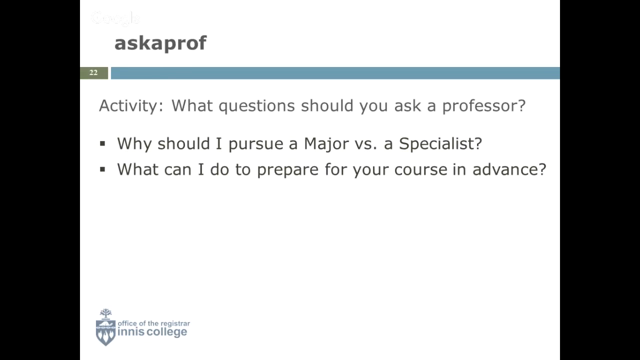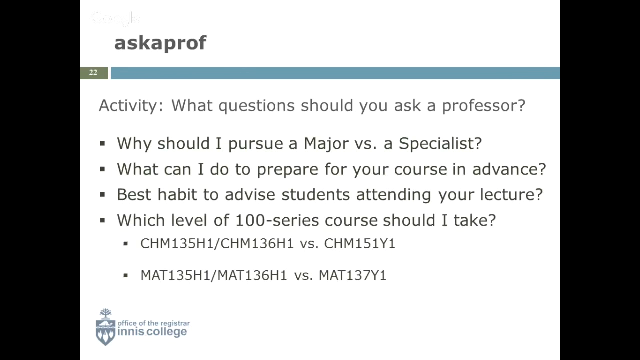What can I do to prepare for courses in advance, right? I've just heard from Denise how difficult chemistry is. What can I do to prepare for this course so that I am okay when I take it? What levels of courses should I take? Should I take the Chem 135 and Chem 136, or should I go for the Chem 151, even though Denise told me not to? Should I do the Math 135 and Math 136, which is more practical applications of first year calculus, or should I go for the more theoretical Math 137 or Math 157? I really like calculus and I can't decide, right? These are options.